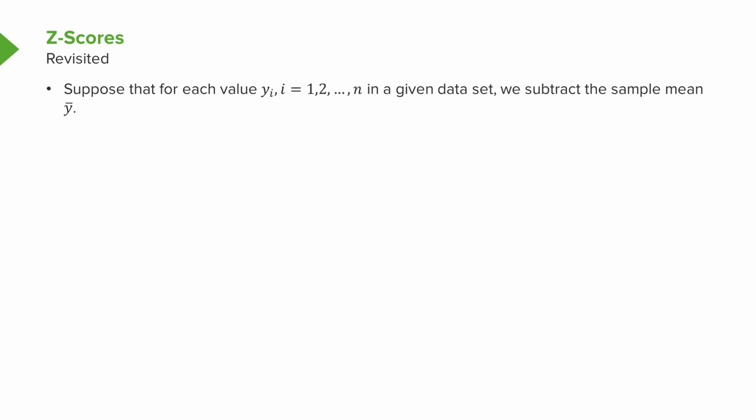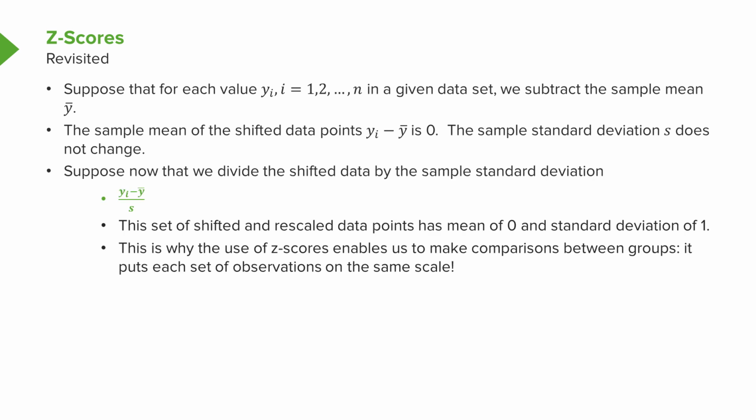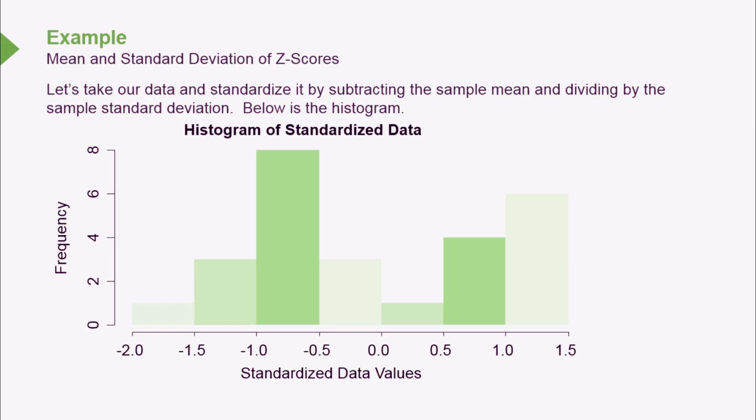Suppose that for each data value in a given data set, we subtract the sample mean y bar. Then the sample mean of the shifted data points yi minus y bar is 0. The sample standard deviation s does not change. But now we divide those shifted data points by the sample standard deviation. And what happens? Well, the set of shifted and rescaled data points now has mean 0 and standard deviation 1. So this is why the use of z-scores enables us to make comparisons between groups. It puts every set of observations on the same scale.